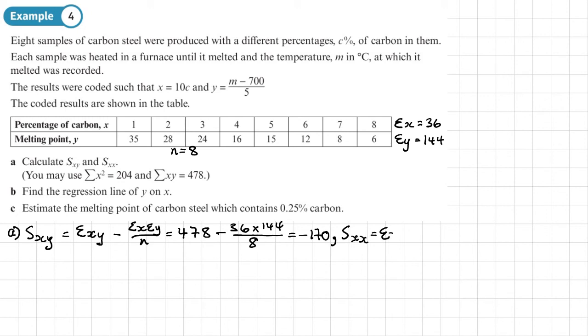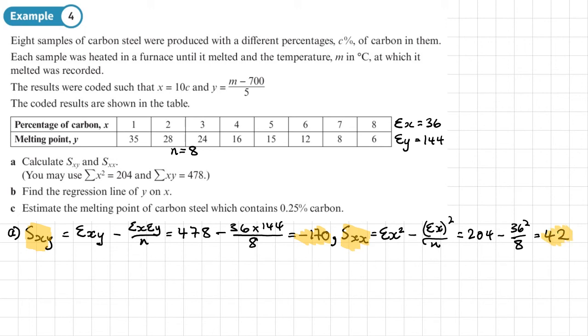So that'll be the sum of X squared minus the sum of X all squared over N. So sum of X squared we're given over here, it's 204, minus the sum of X, which we've worked out, which is 36 squared over N, 8. So I'll calculate that, and that gives us exactly 42. So we have our answers for part A: SXY is minus 170, SXX is 42.